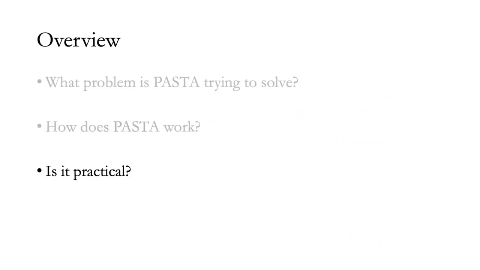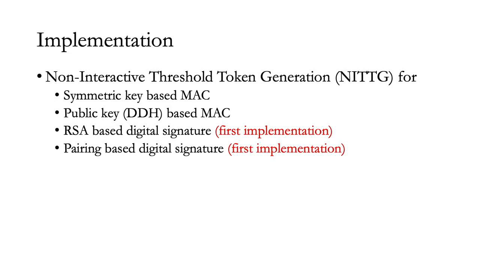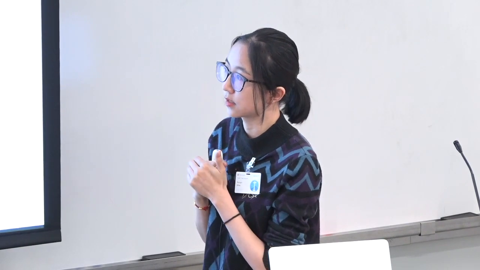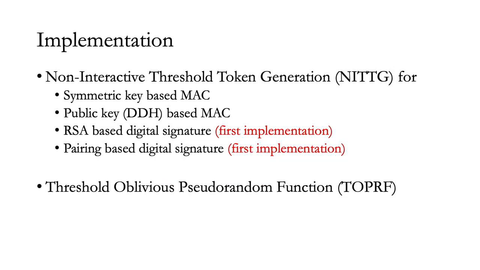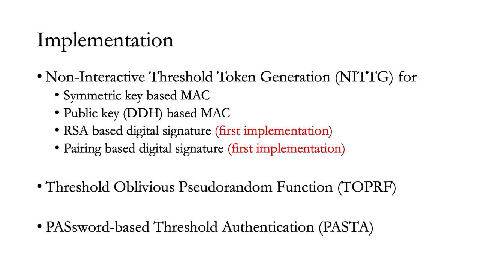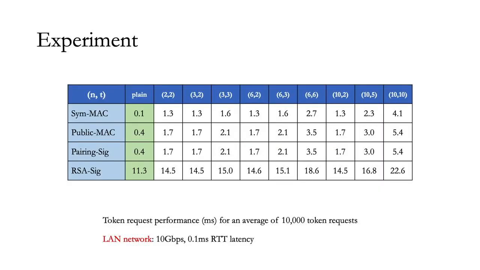Okay, and last I want to talk about experimental results of our protocol. We implemented the NITTG scheme for all these tokens, including symmetric key-based MAC, public key-based MAC, RSA-based digital signature, and pairing-based digital signature. And we also implemented TOPRF, and then we combine them to get our pasta. And here's the experimental results.